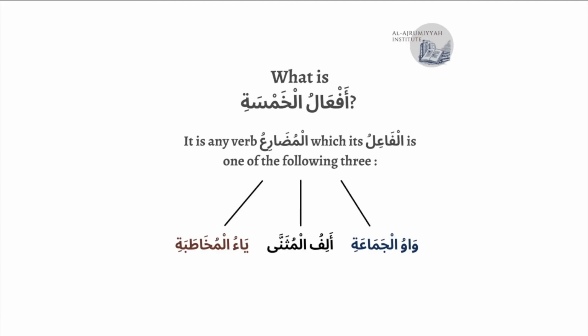It's any verb regardless of the meaning of that verb. It's any verb which is in the مضارع form, which its fa'il, its doer of action, is one of the following three pronouns: واو جماعة, ألف مثنى, or يا المخاطبة. So أفعال الخمسة is not referring to any specific verbs, but it's rather referring to verbs when they're attached to any of these three pronouns. And verbs that are attached with these three pronouns in the مضارع, there are 5 different possibilities.